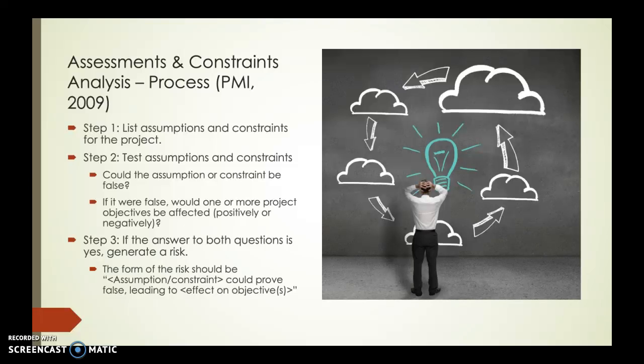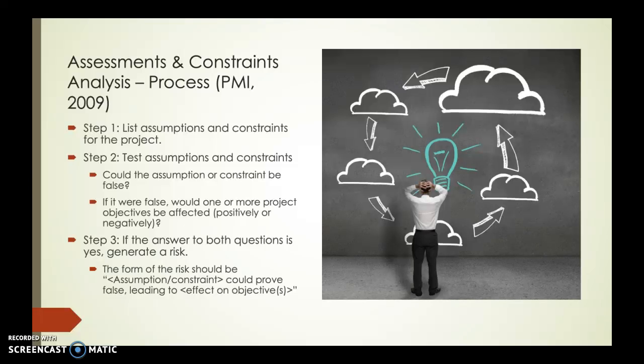either positively or negatively? And then step three, if the answer to both questions is yes, in other words, yes, it could be false, and yes, if it was false, it will affect the project, then we need to generate a risk. And the form of the risk that's generated takes the form of this assumption or constraint could prove false, leading to an effect. And we'll demonstrate that here in a moment.